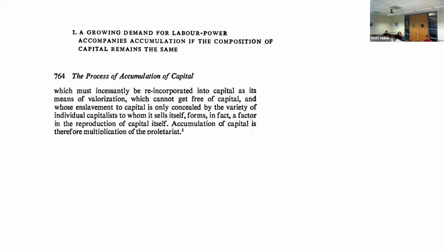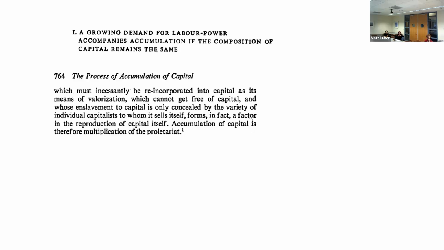Now, section 1 of chapter 25 is called Growing Demand for Labor Power Accompanies the Accumulation if the Composition of Capital Remains the Same. So if C over V is the same, then as you accumulate capital, you are going to reinvest that M prime into more V, right? Because the ratio is remaining the same. So it's going to lead to more variable capital required as you accumulate capital, because as you're growing, you need more workers. So he has this way of formulating this, that accumulation of capital is therefore the multiplication of the proletariat, right? So again, we're a long distance away from simple reproduction. Now we're talking about not just reproducing the working class, but growing the working class, growing its extent, multiplying it.